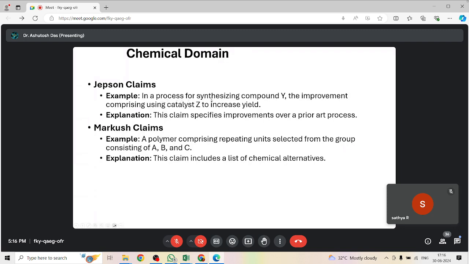Chemical domain: a process for synthesizing compound Y, and the improvement comprising using catalyst Z to increase the yield. Synthesizing Y using a certain catalyst, like pyrolysis, where you produce a catalyst to improve pyrolysis of plastics. The claim specifies the improvement over the prior process. Or a polymer consisting of repeating units selected from the group consisting of A, B, C. Any polymer consisting of repeating units of A or B or C or AB and all combinations, so mono or dipolymers or whatever. So you can have this type of thing. The claim includes a list of chemical alternatives.